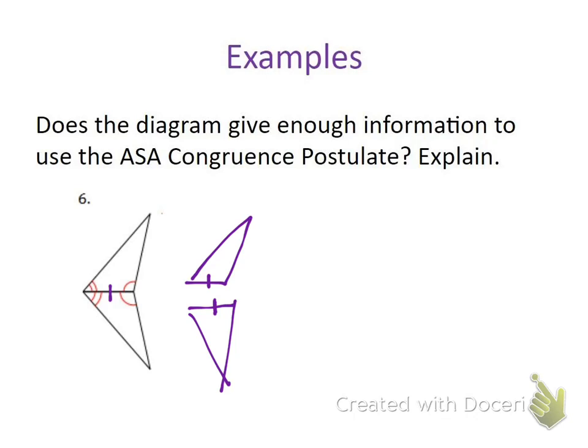Okay, so what do you guys think? What do we have right here? What's this? A what? It's an angle. What is this? A side. What's this? An angle. Now, do those two angles touch that side? Yep, so we're good with the first one. Let's look at the second one. What's this little piece? Angle. What's this? Side. What's this? Angle. Do those two angles touch that side? Yep. So is this yes or no? It's a yes.